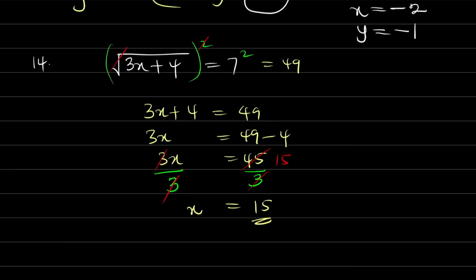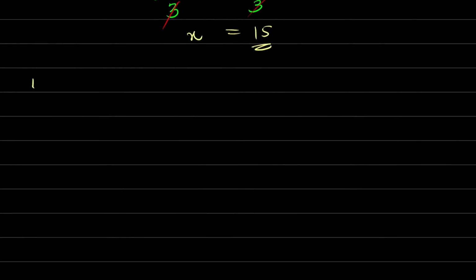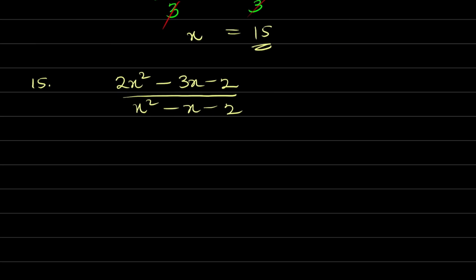This will take us straight to question 15. And in question 15, we are asked to simplify 2x squared minus 3x minus 2 divided by x squared minus x minus 2. There is no way anything can cut here until you factorize each of the expressions at the numerator and the denominator.